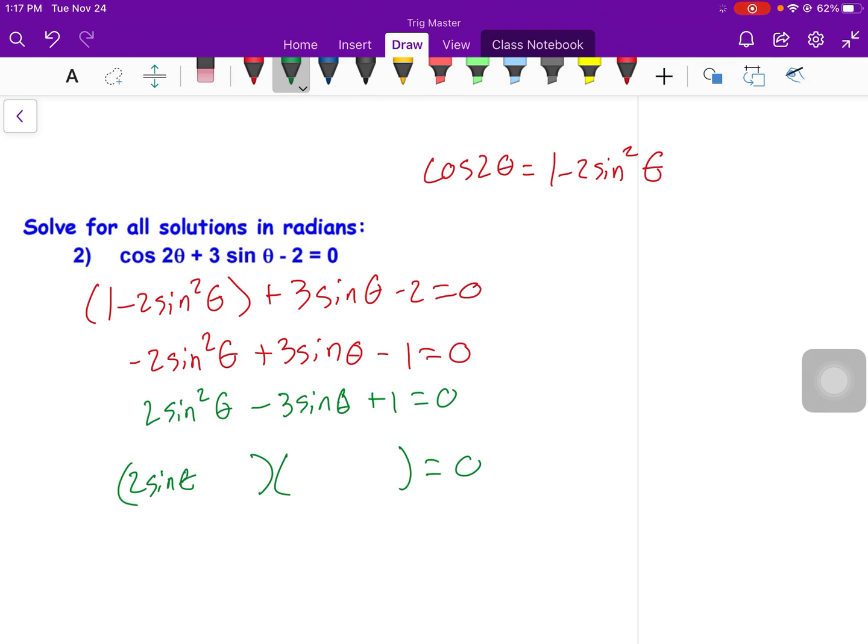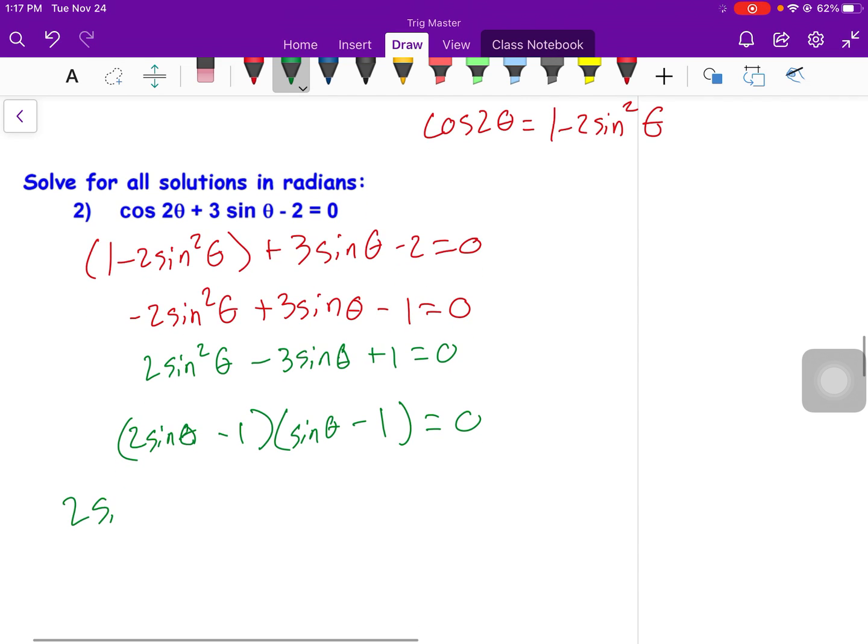So 2 sine of theta goes there. Sine of theta goes there. Since I have a plus sign with that c value, it's either plus plus or minus minus. Alright, and since that's a minus there, I know that it's going to be a minus and a minus. Factors of 1 are just 1 and 1. So I factor to this thing.